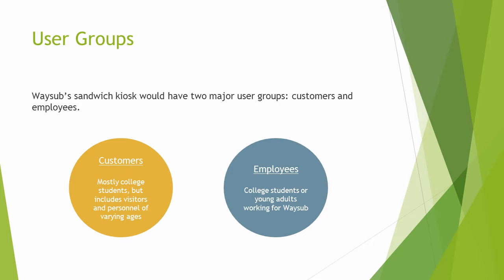Team 9 analyzed the possible user groups of WaitSub's sandwich kiosk and determined that there would be two major user groups: customers and employees. Customers would mostly be college students, but could also be college visitors and college personnel of varying ages. Employees could be college students or young adults working for WaitSub.